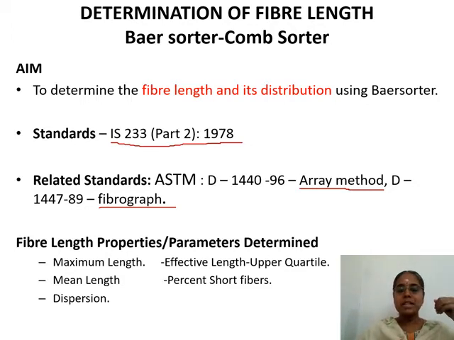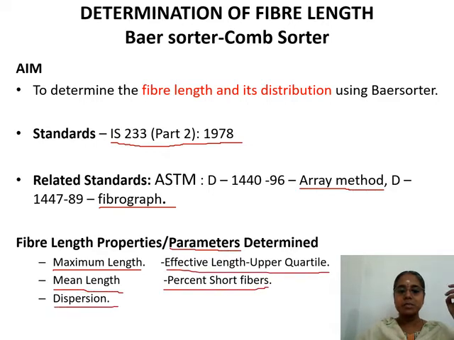The property that we determine is fiber length, and there are additional parameters. When you go for a blood test report, you have n number of parameters that they are testing and giving. It is not a single value. Similarly, here for length we have maximum length, mean length, effective length, short fiber content, and dispersion. These are the 5 things which you will importantly measure in this experiment. We will see the definitions later.